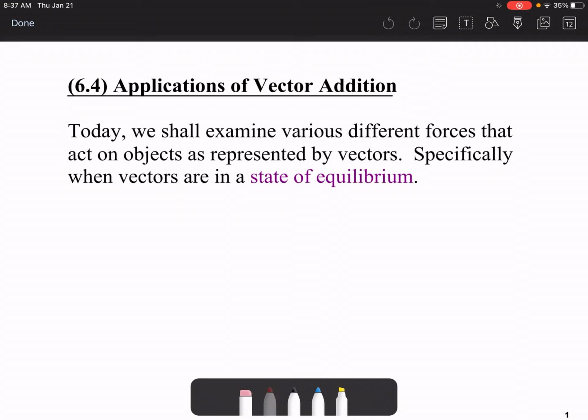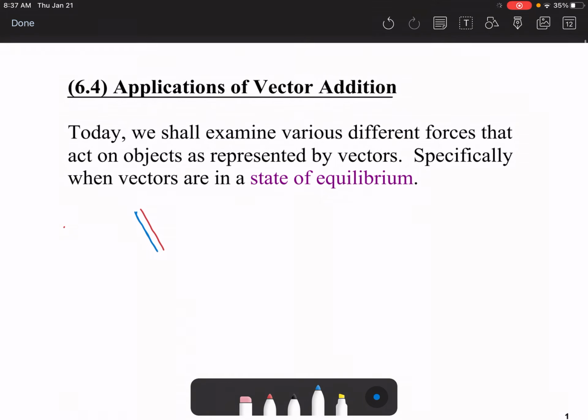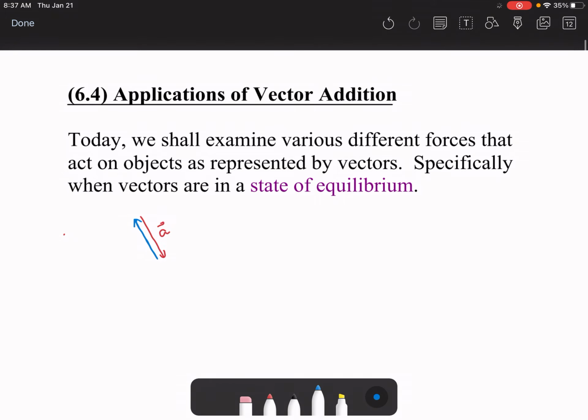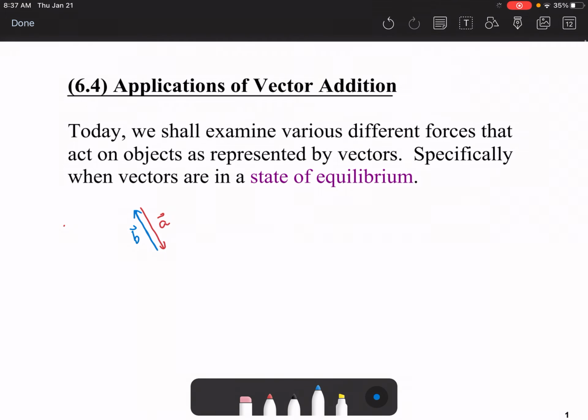What I mean by state of equilibrium, let me show you an example. Let's say we have two vectors. I'm going to draw this vector and this one. So let's say we have this vector A and this vector B. What you'll notice is A plus B equals the 0 vector. This is what we call a state of equilibrium.